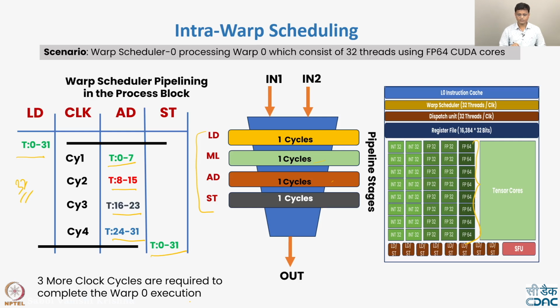Suppose instead of FP64 cores, I want to utilize only FP32 cores for this portion of the code, and there are a total of 16 such cores available. In this scenario, my 32 threads will be divided into chunks of 16 and 16: 16 in one cycle and another 16 in another cycle. So, a total of 2 cycles.